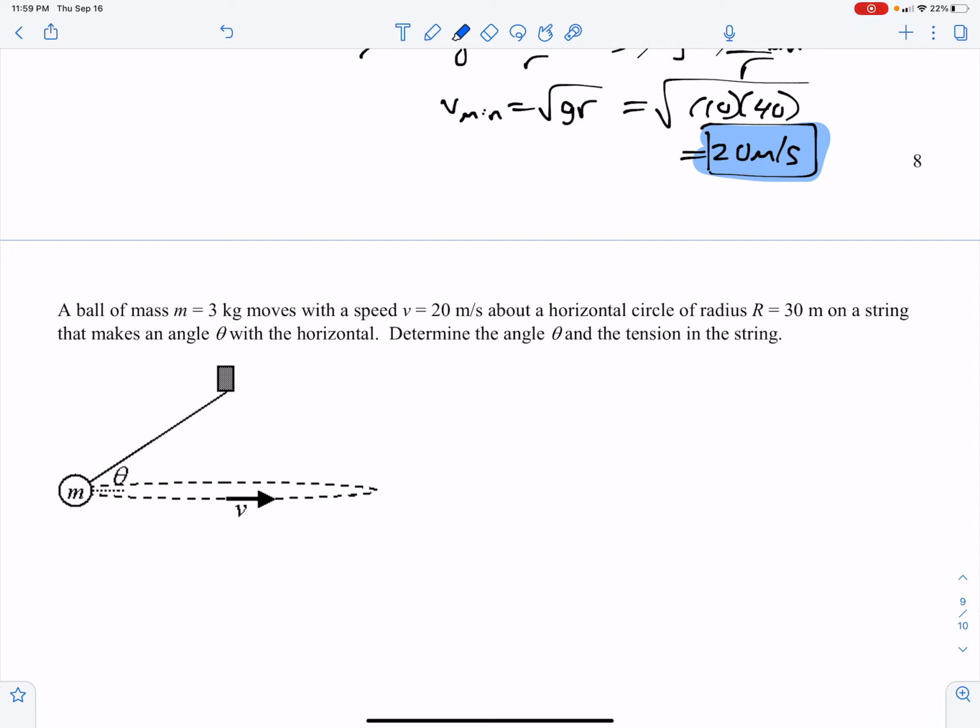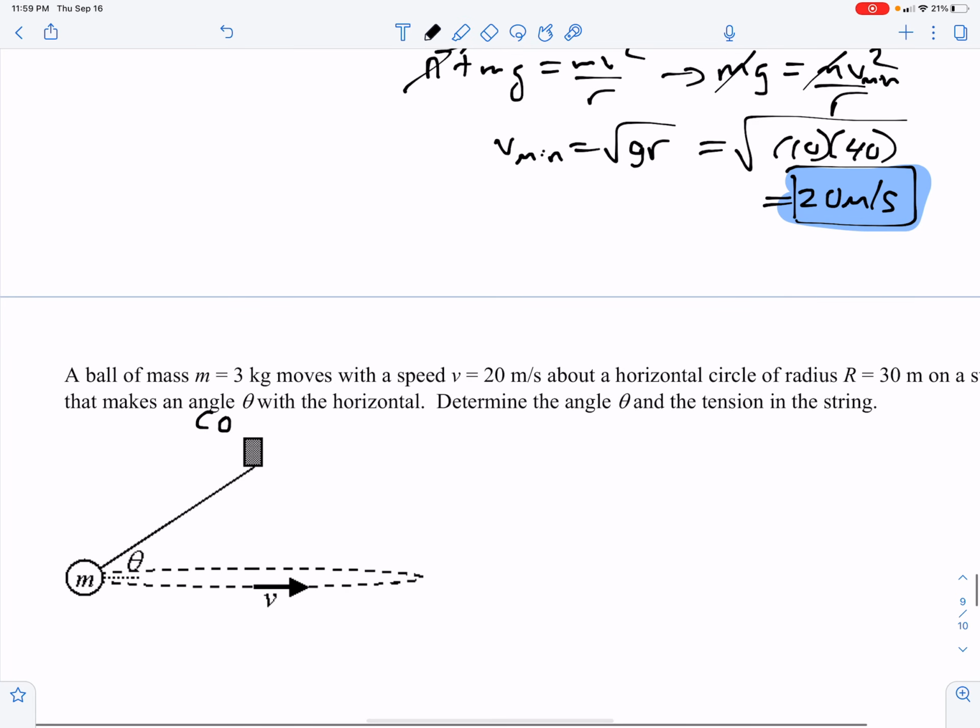In this next example, we have this ball, a mass of 3 kilograms, moves with 20 meters per second in a horizontal circle of radius 30 meters on a string that makes angle theta with the horizontal. Determine the theta angle and the tension. This is an example of what is known as a conical pendulum.